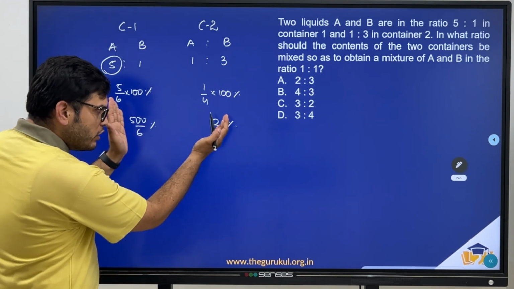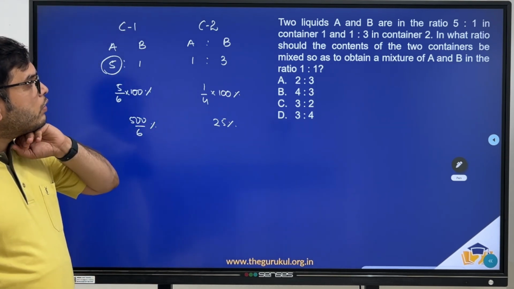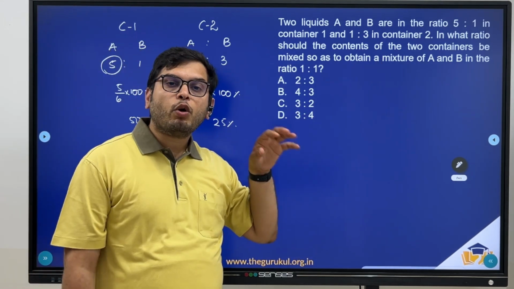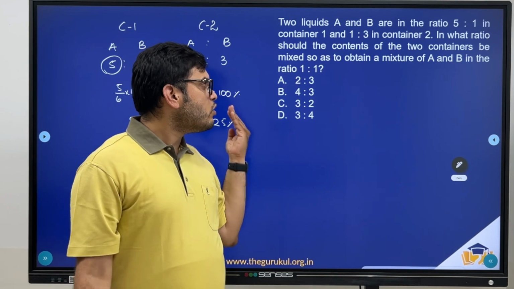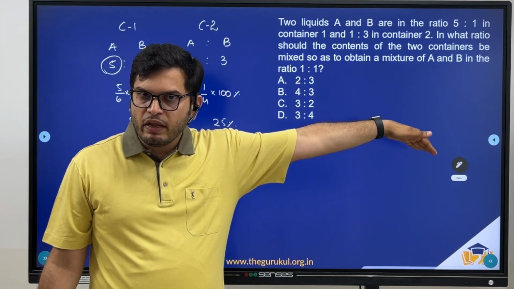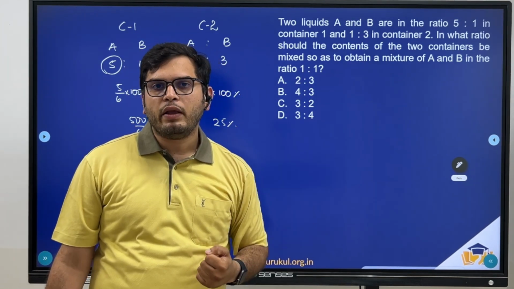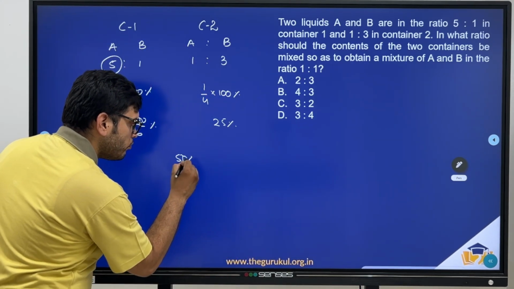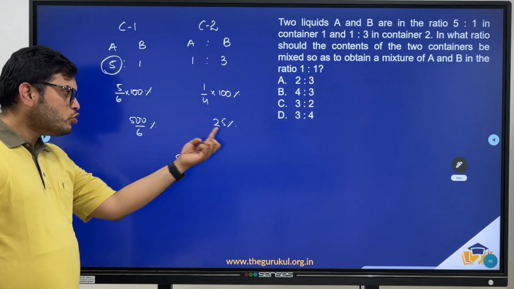Amount of A in container 2 is 25%. Now in what ratio should these be mixed so that the ratio of liquids A and B in the resultant mixture is 1 is to 1. Now what do you mean by 1 is to 1? Half is of liquid A and half is of liquid B. So what is the concentration of liquid A in the resultant solution? 50%. Right? Now, in what ratio should these be mixed?